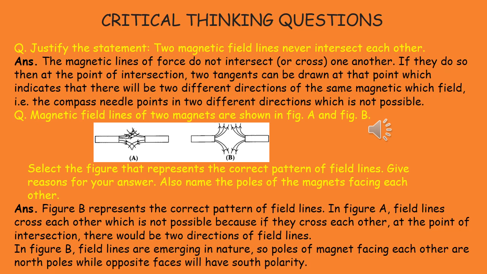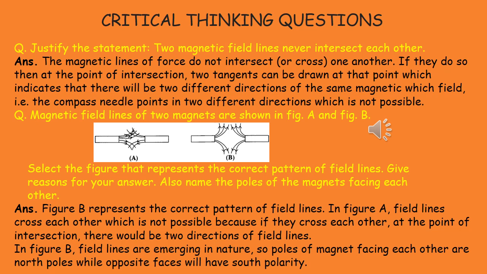Here are some thought-provoking questions on the portion we have learned so far. We have to justify the statement: two magnetic field lines cannot intersect each other. Because magnetic field lines are the representation of the magnetic force inside a magnetic field. So at any point on the imaginary line, if we draw a tangent, the direction of that tangent will give us a direction of magnetic field.